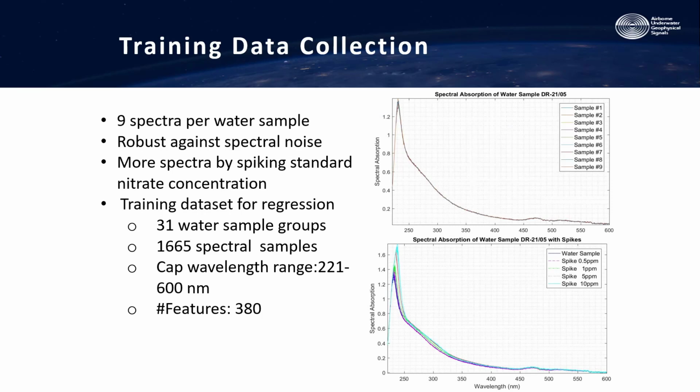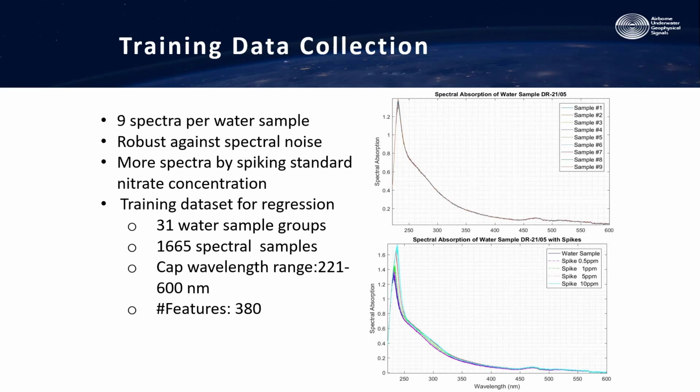For each water sample, we use a spectrometer to take 9 acquisitions to obtain 9 spectra. The image on the top right corner plots all 9 spectra. Theoretically, these 9 lines should align with each other perfectly, but due to spectral noise and water sample noise, that is rarely the case. Taking multiple acquisitions helps the data set become robust against those noises.